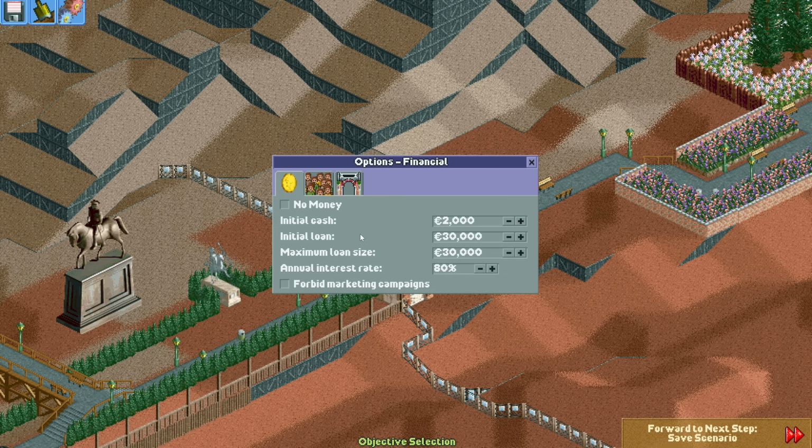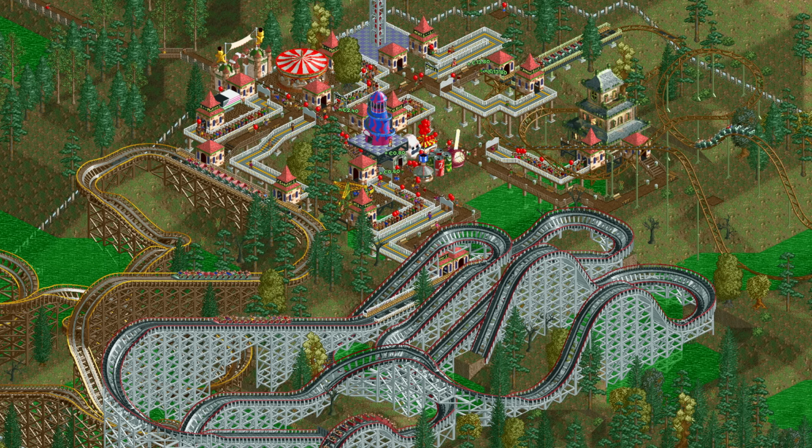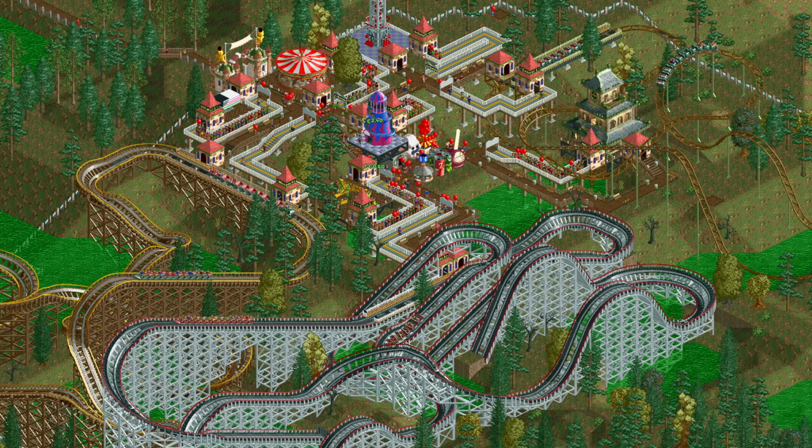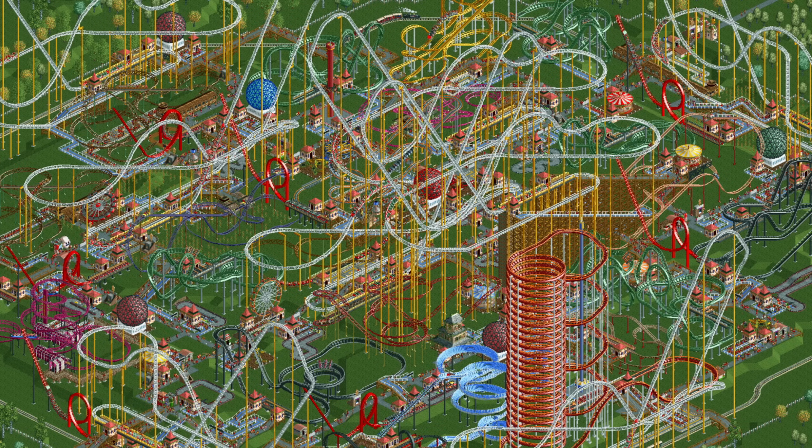If you want to make a scenario more difficult, disabling ads is a very good way to do that, especially in combination with harder guest generation. And that is all there is to know about the guest generation and advertisements. It's actually quite simple how it works.